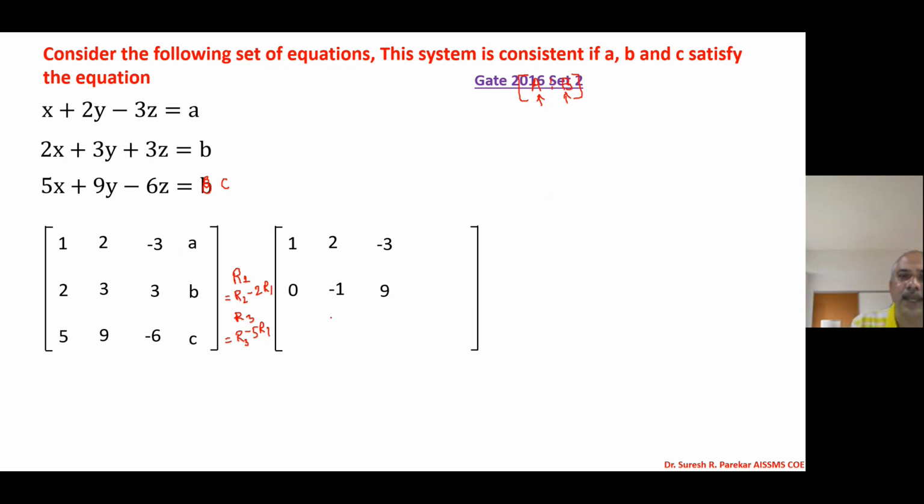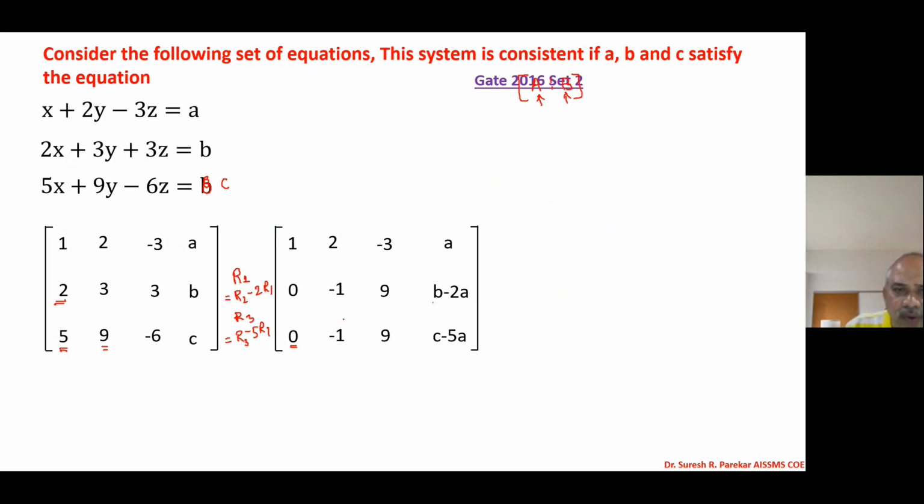We are again making the upper triangle 0. While making the upper triangle 0, our aim is to make this 0, and this 0. So first we have this 0, and similarly we have this 0 also. Then we have B minus 2A, because we have minus 2R1, and then C minus 5A, because we have R3 minus 5R1. So we have it like this.